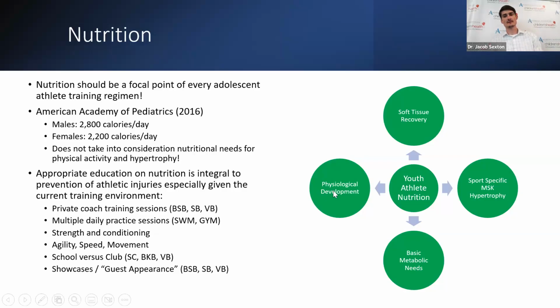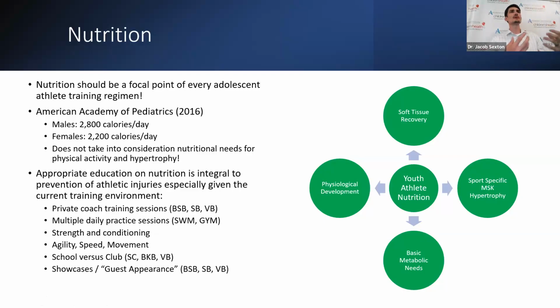So how I think about youth athlete nutrition is, you've got to think about soft tissue recovery as one component of it, because you've got to recover after exercise. They then have to have the caloric intake and needs for sport-specific hypertrophy. You also need their basic metabolic needs, so their heart pumps blood and those other things. And then again, we've got to think about these athletes undergoing physiologic development. I think that's the one thing that's different that we're missing right now in the high school setting: we're trying to train these kids like collegiate athletes, but they're not mature yet. They're not skeletally mature yet.